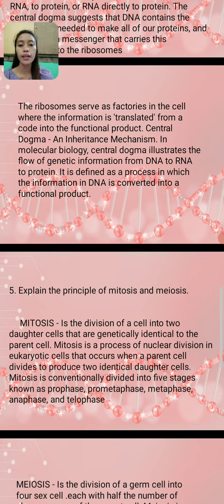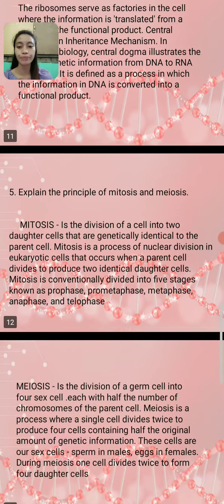The central dogma is an inheritance mechanism in molecular biology. It illustrates the flow of genetic information from DNA to RNA to protein. It is defined as a process in which the information in DNA is converted into a functional product.